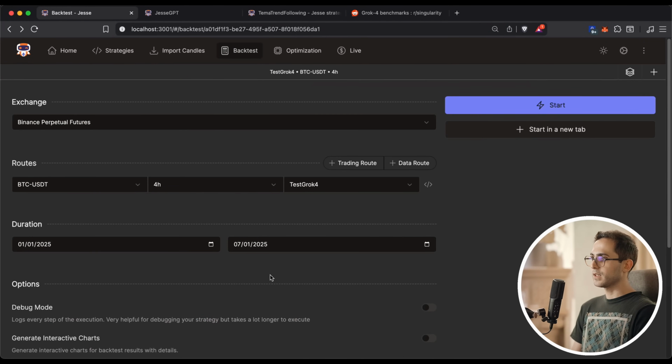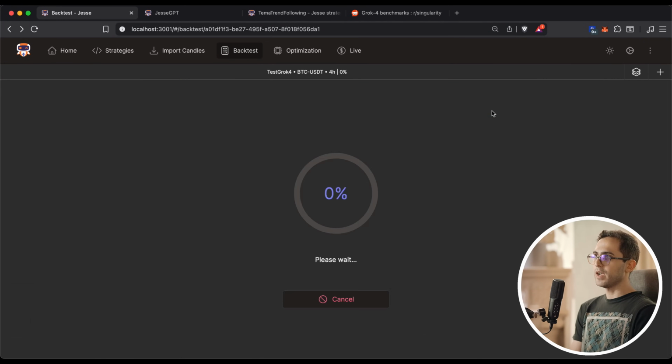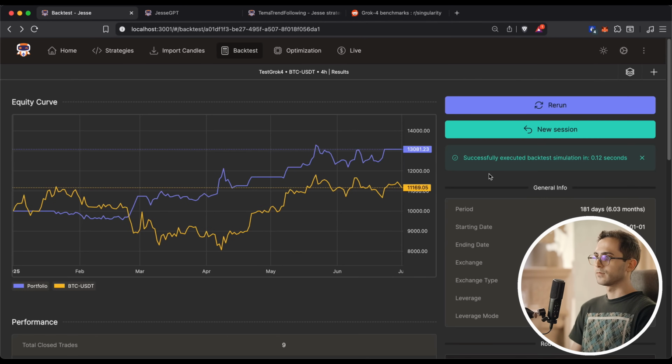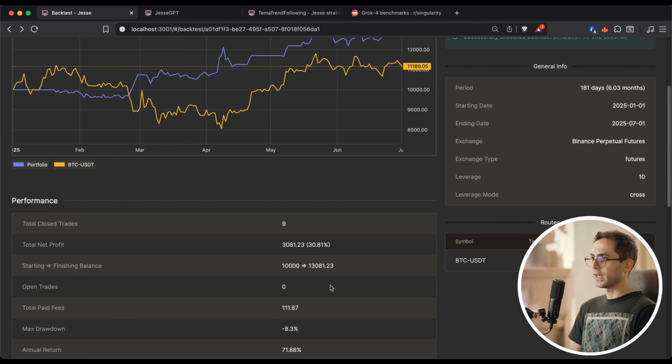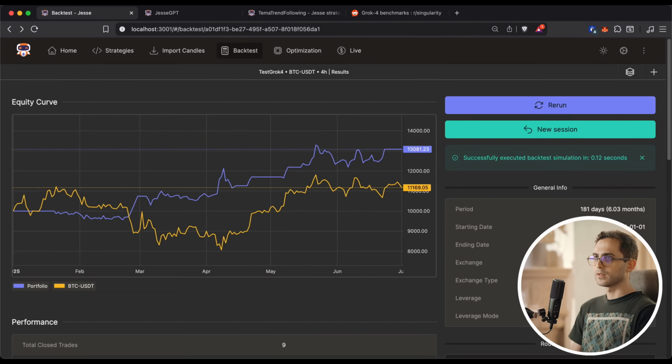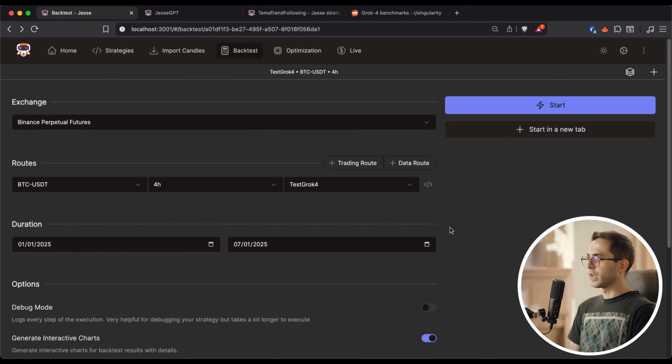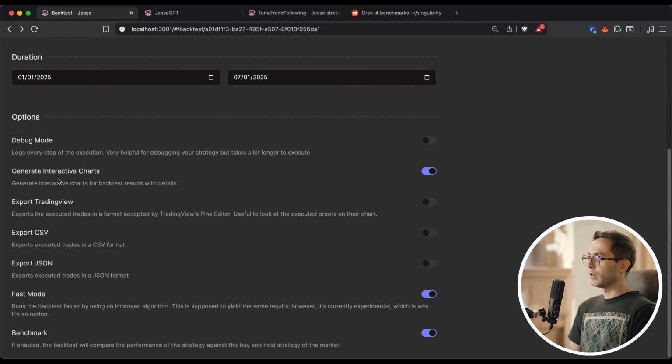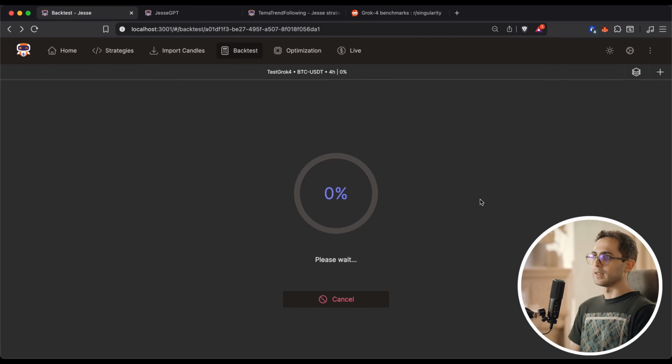So let's go back, bring this back to the beginning of 2025 and run it again. And here it is. So it executed 9 trades. All right, so let's go back and make sure the backtest duration is since the beginning of 2025. And also let's make sure the interactive charts option is enabled. And now let's run it.